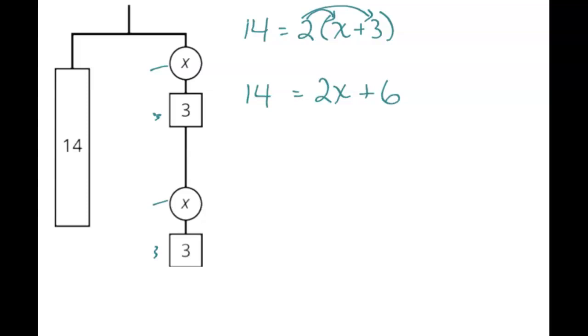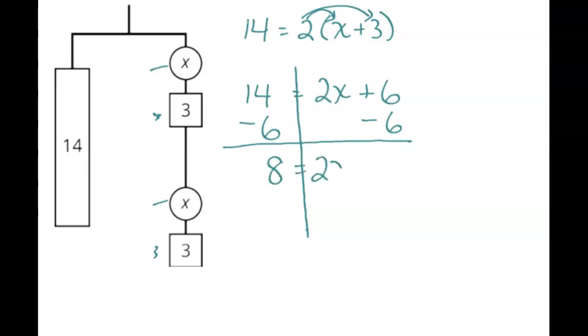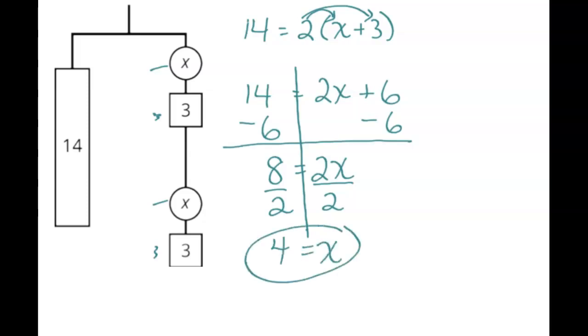So we could also solve this problem exactly like we had yesterday without the parentheses, 14 equals 2x plus 6, by first subtracting the 6 from both sides. Then we see that we have 8 equals 2x, and then finally dividing each side by 2. And we get 4 equals x, which is great to notice that it's the exact same answer we got when we solved it the other way.